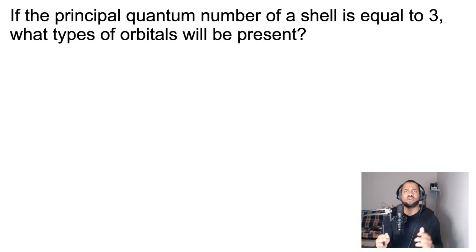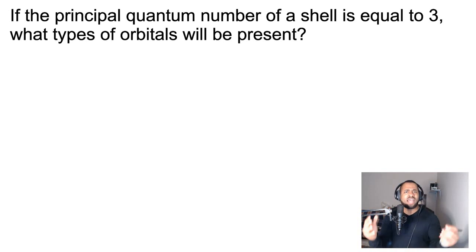And in this particular video we're going to explore the relationship between the quantum numbers and specifically apply it to a question that involves the principal quantum number of a shell being equal to a number, and what are the types of orbitals that will be present.